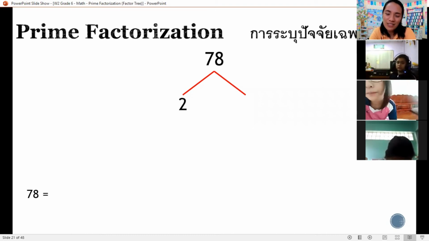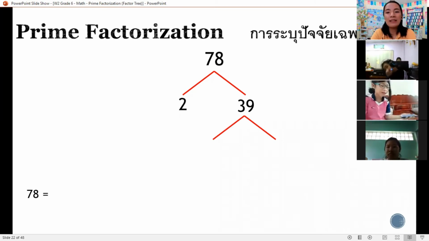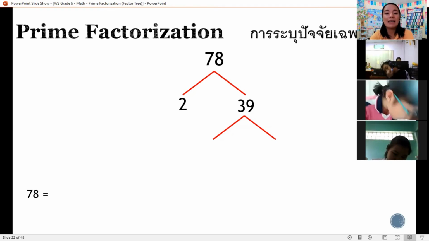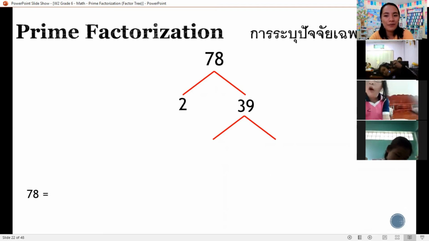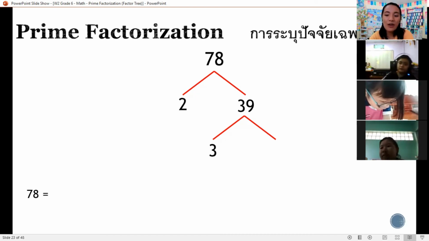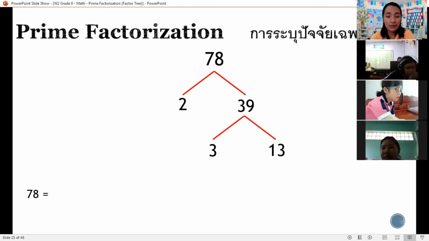39. Very good, Pang. Now, what are the numbers that we will multiply to get 39? Give me 2 numbers. Or give me the factors of 39. We have 3 and 13. Very good, Jenny. So 3 times 13 is equal to 39. 2 times 39 is equal to 78.